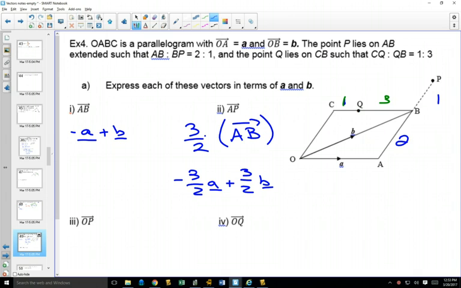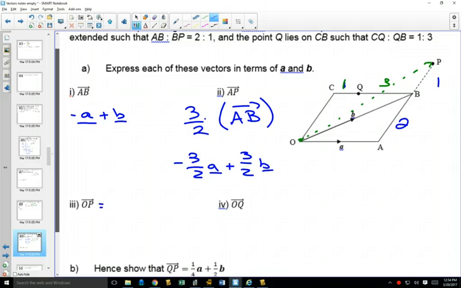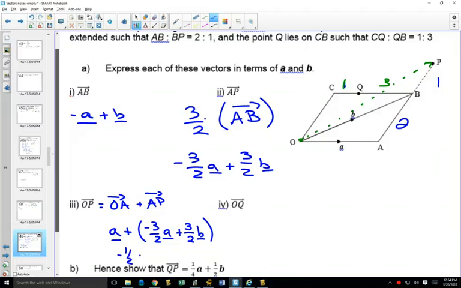Now that we have A to P, we can figure out our position vector from O all the way to P. How could I get from O to P? Can you see that I could get from O to P by going from O to A and then from A to P? And O to A was just A. And A to P we had figured out already. Adding those together, we've got negative 1/2 of A plus 5/2 of B.